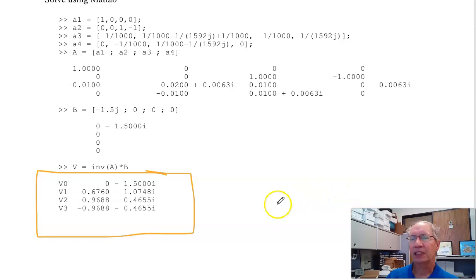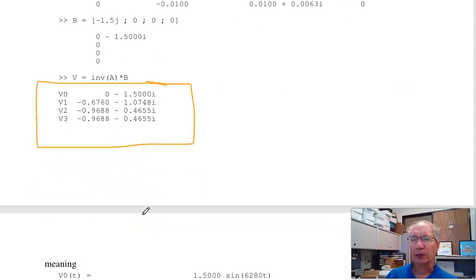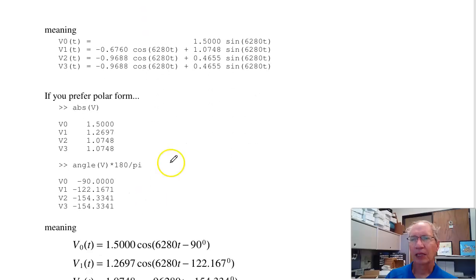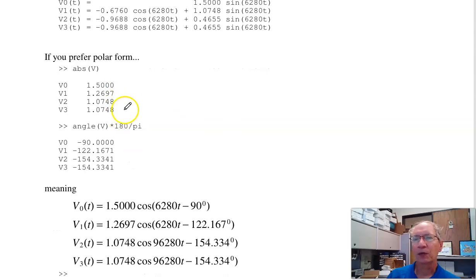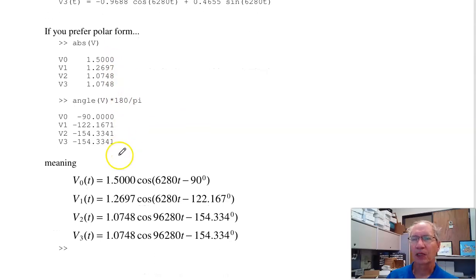Now what that means is this is 1 kilohertz, and the frequency doesn't change. The real part is cosine, minus j is sine. For calculations, I prefer rectangular form. In lab or graphs, I prefer polar form. In polar form, here's the amplitude, there's the angle. So the amplitude is right here, and here's the angle.